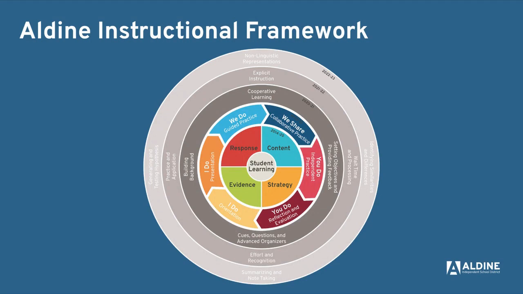This is the complete instructional framework. Our framework is centered around student learning. When we plan, we should consider the content, strategies, evidence to check for understanding, and how we will respond. We then have the 6-part gradual release model that guides teachers to have an in-depth lesson plan. Outside the gradual release, we have 12 different strategies.